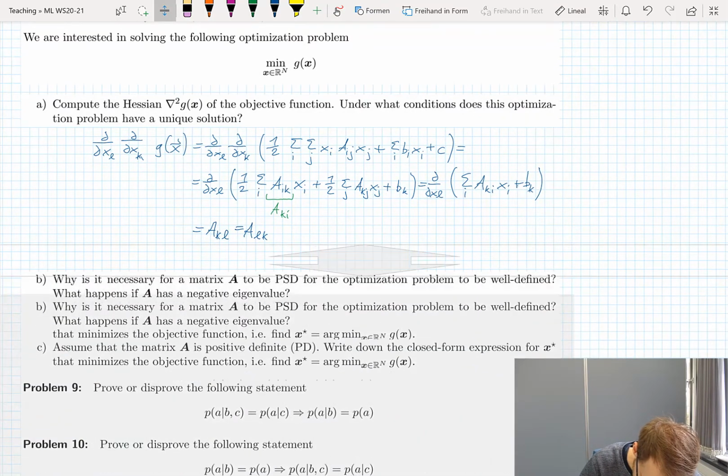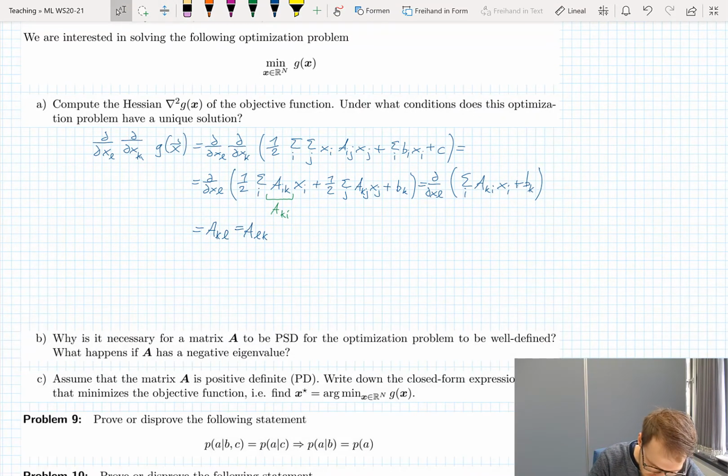So now we only have the elements. Let's write this down in a more beautiful form. So the Hessian of g of x equals A.